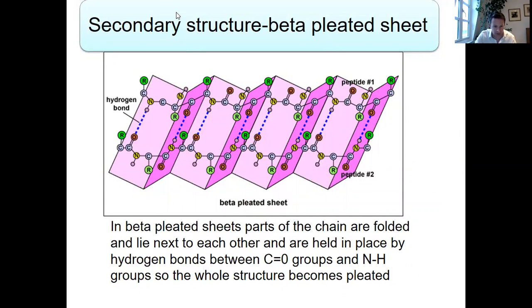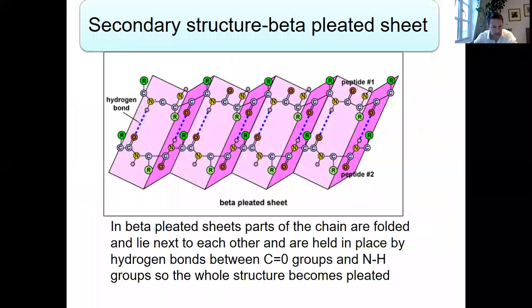Got a question up at the top. Is it incorrect to call the NH2 part of an amino acid an amino group? Is it an amine group? Yes, it's an amine group. We'll call it an amine group. Okay, let's plow on.